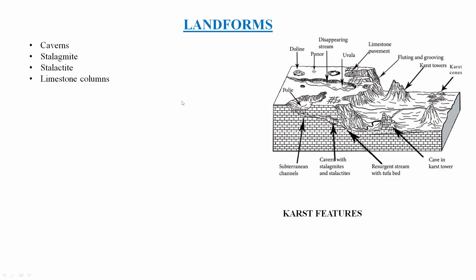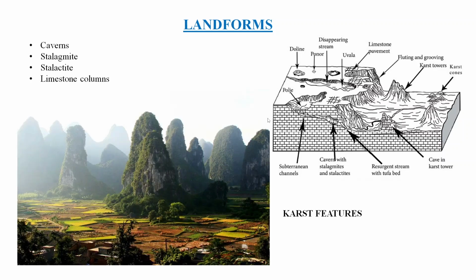So, the main landforms are formed as a result of the process of dissolution of limestone or dolomitic horizons, or sometimes gypsum as well. Obviously, these are depicted here in this schematic diagram. You can have this limestone pavement, uvala, doline like sinkholes, polje, again this one. Then you have this cavern where you will get your stalactites, stalagmites, pillars.